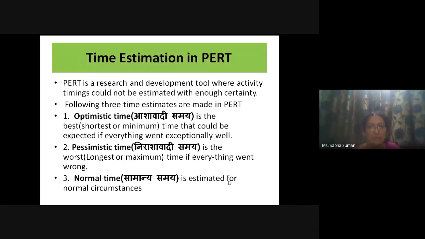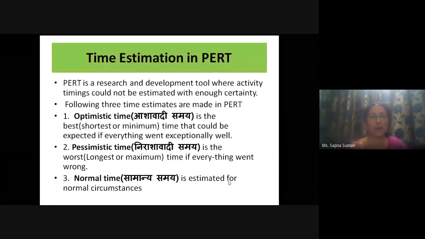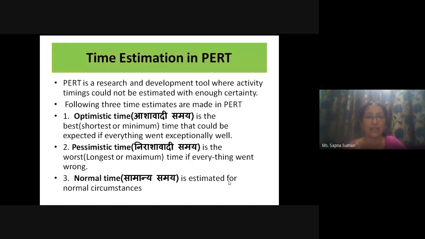So this is normal time. Okay, so these are the three terms here: optimistic time, optimistic time means the shortest time. Pessimistic time, which means the longest or the maximum time. And the third one is the normal time, which is estimated when we are working with PERT technique.